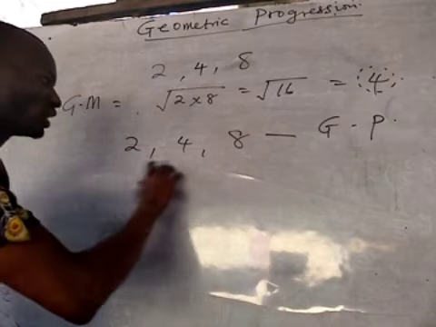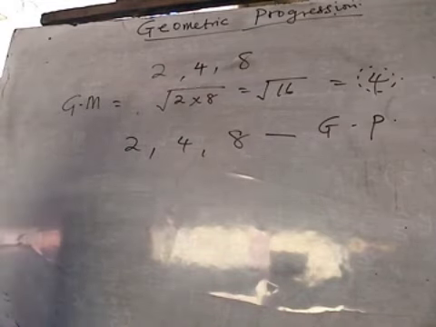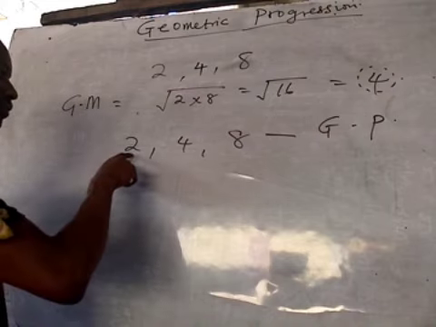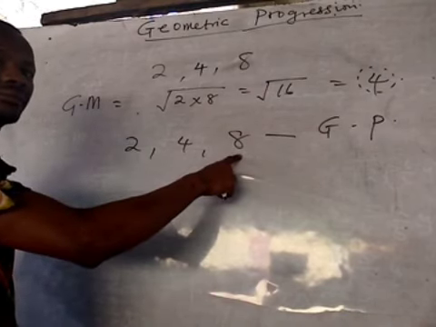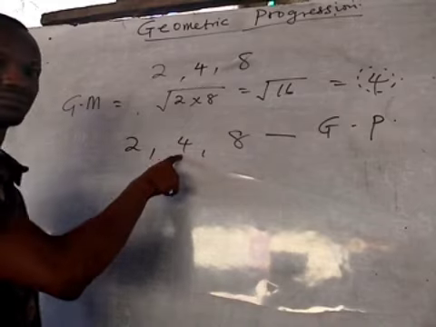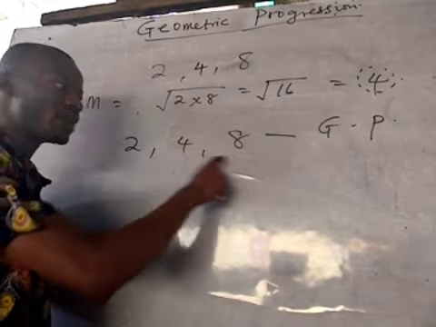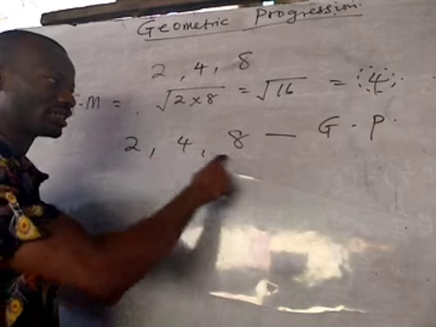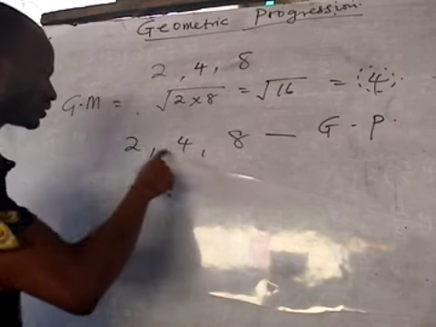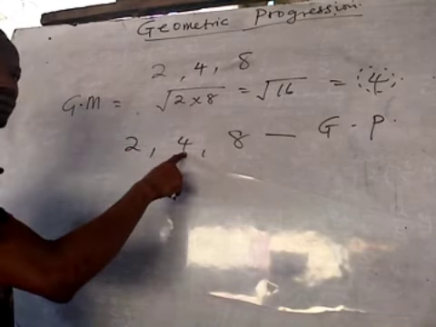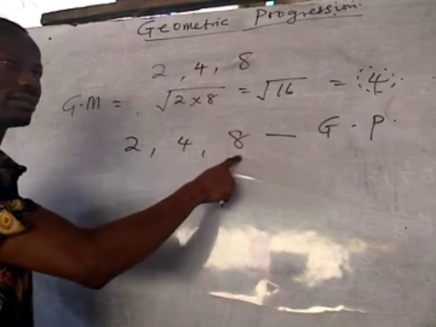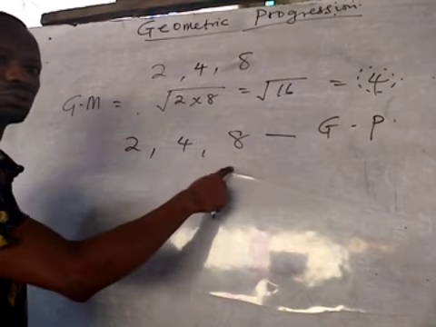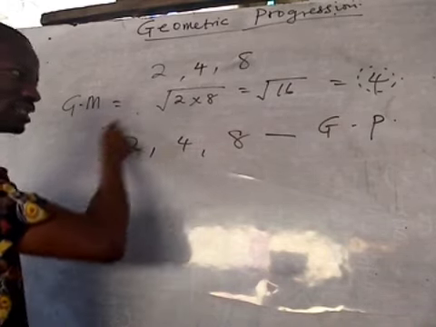Can we confirm that this sequence is in geometric progression? Yes, we can, because between the consecutive terms, let's say this is the first term, second term, and third term, we can find a common ratio. The ratio between the first and second term is 2. Between the second term and the third term, the ratio between 8 and 4 is still 2. So you can now say that this sequence is actually in geometric progression.